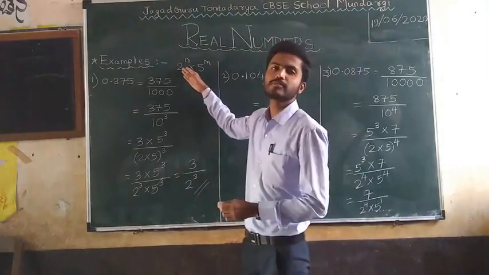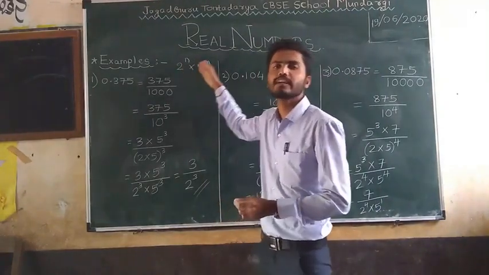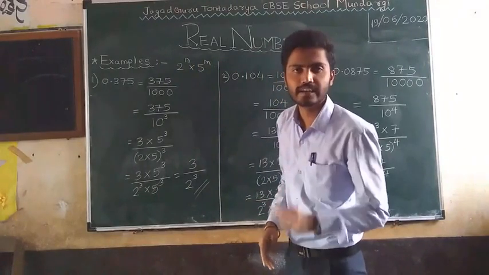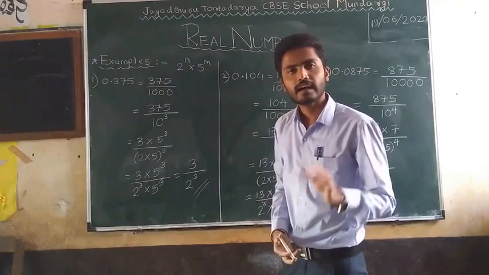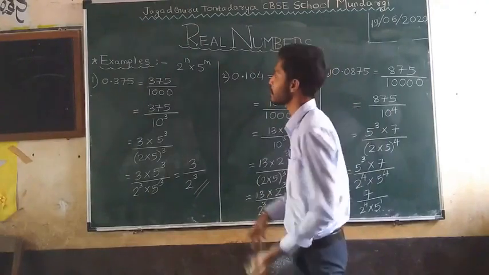If it does not come in the form of 2 raised to n into 5 raised to m, then we conclude that it is not a rational number. Okay, are we clear with this? I will explain once again.